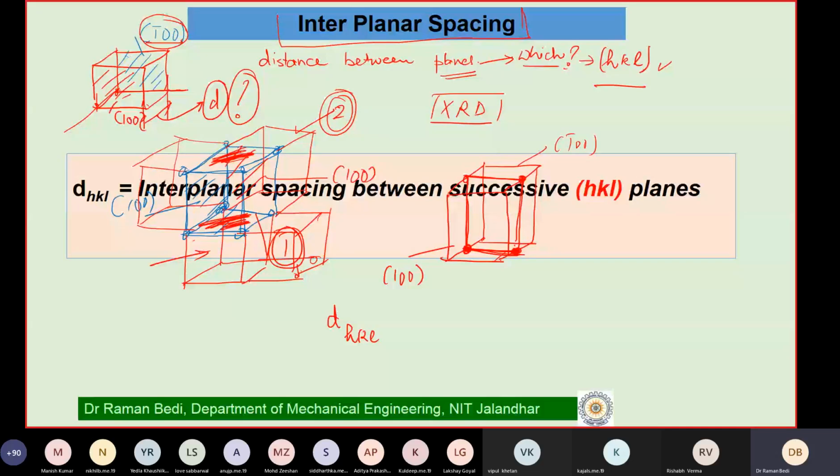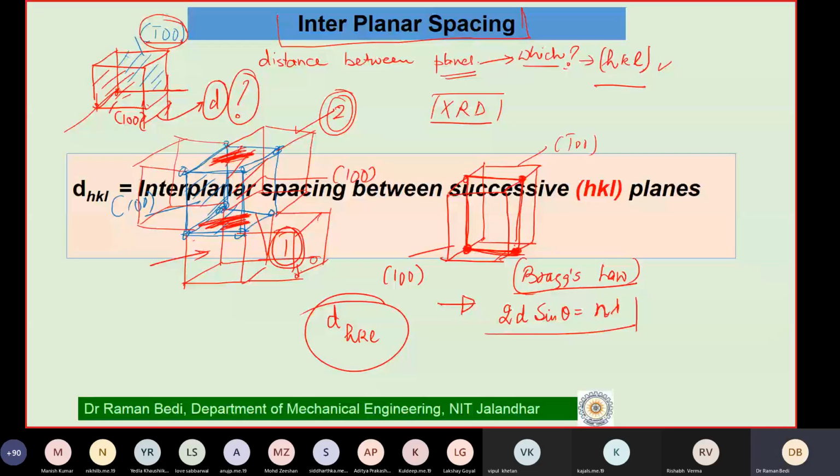This DHKL is related to Bragg's law. If you search on Google for Bragg's law, it will tell you the simple expression, 2d sine theta is equal to n times lambda. We will talk about this. Lambda here is actually the wavelength of the X-rays. Your assignments are pending with me. I will post maybe 2 or 3 simultaneously.